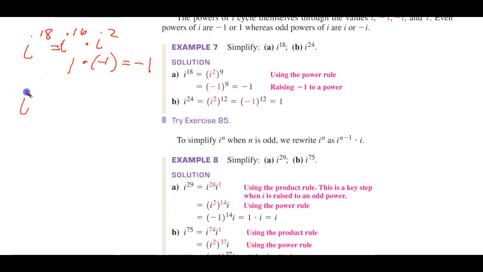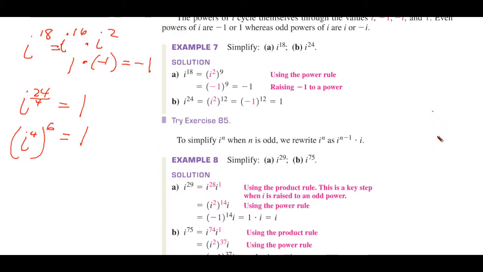Now, in i to the 24th, notice this is divisible and it goes even. 4 goes into there even. So this is just going to be a 1, because this is i to the fourth raised to the sixth, which is a 1, raised to the sixth, which is a 1. Okay? And that's what they have worked out for you here.